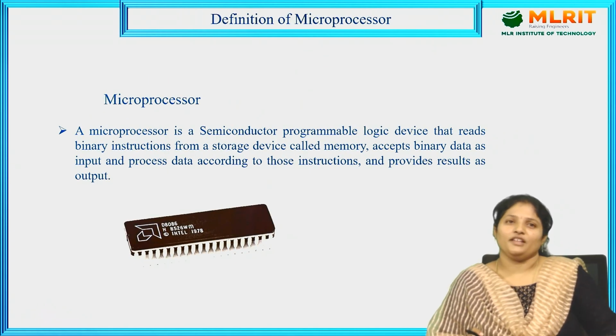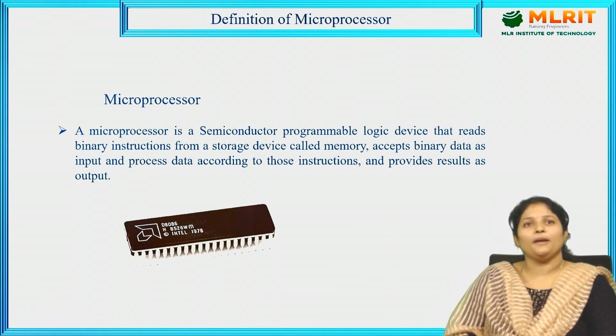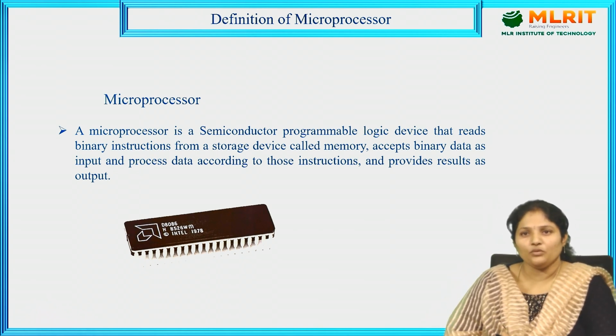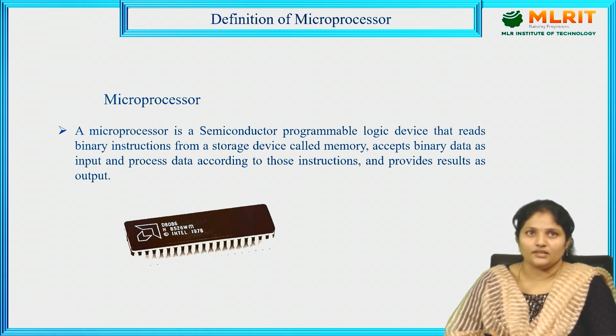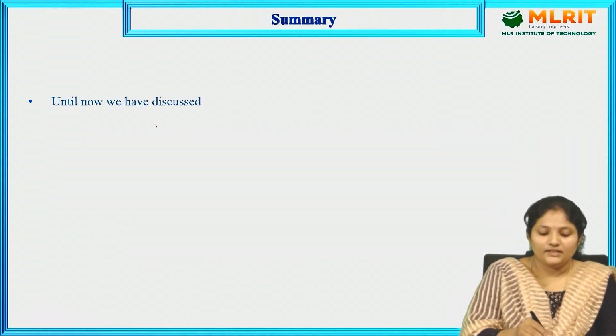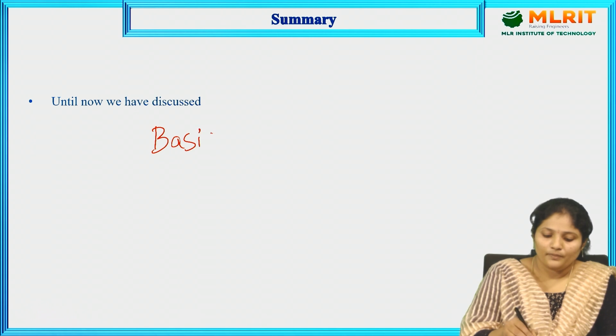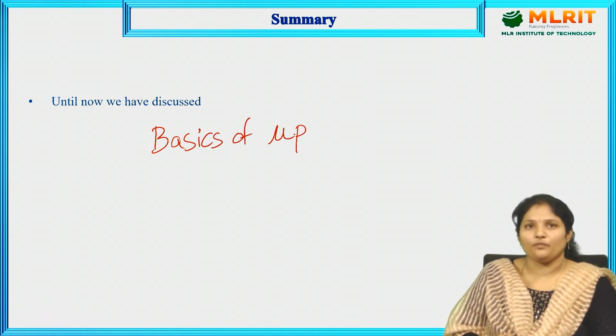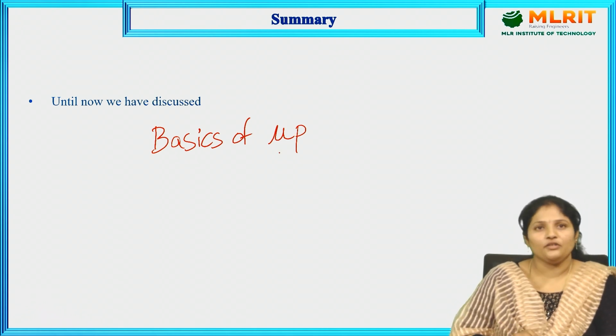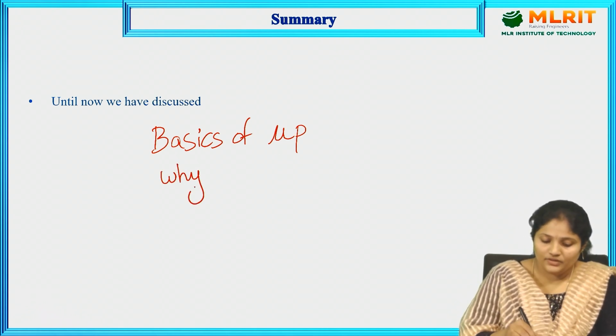Now, as I already explained, what is a microprocessor? A microprocessor is a semiconductor programmable logic device that reads the binary instructions stored in the memory and processes the data according to the instructions or program we have already stored in that memory, and provides the result through the output devices. Until now, we have discussed the basics of microprocessors. I have been using MUP instead of microprocessor.